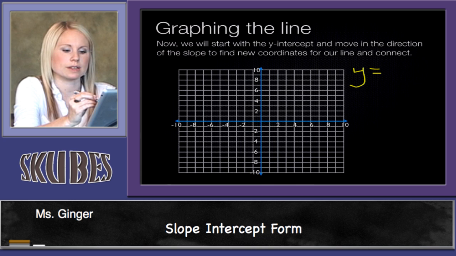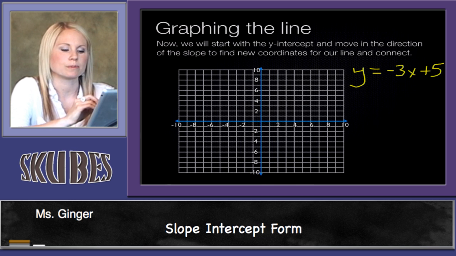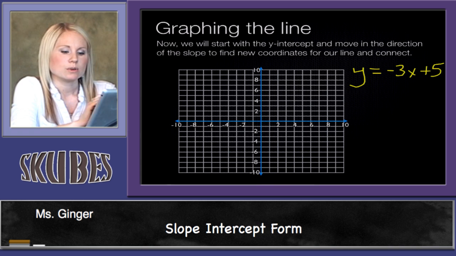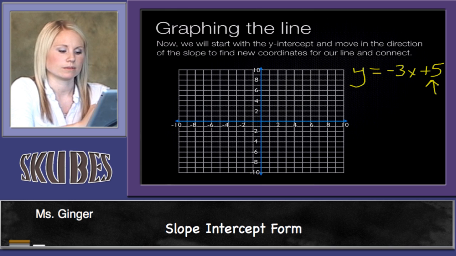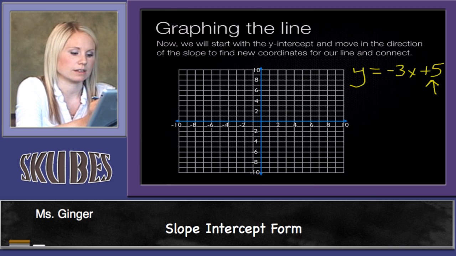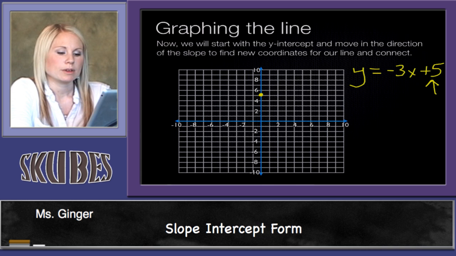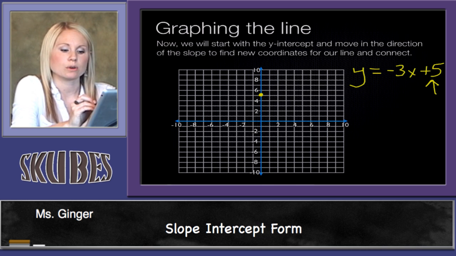So our equation was negative 3x plus 5 in slope-intercept form. And what I could do is find the place where it crosses the y-axis. That would be my b. So it's 5 in this case. I'm going to go up to 5, put a coordinate, and then I'm going to move in the direction of the slope to find each additional point. Our slope, our m, is negative 3.